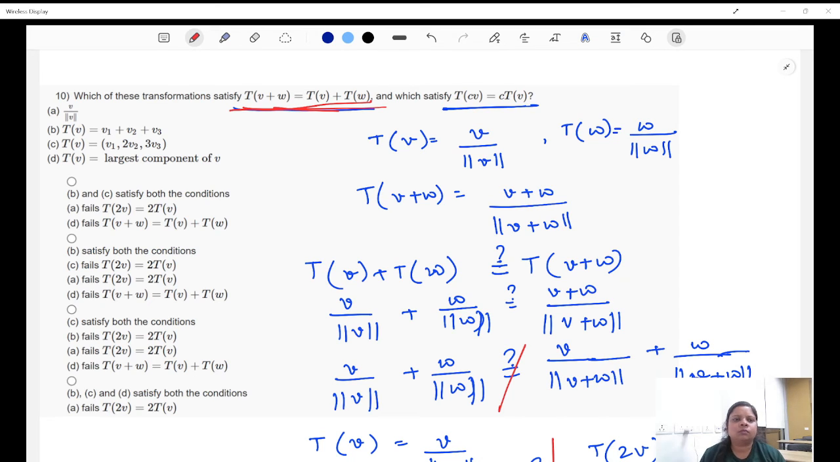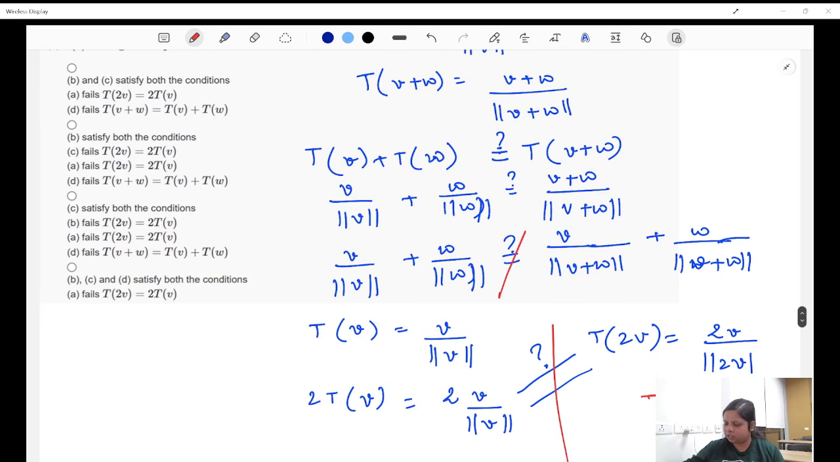And option 4 is correct. Option 4. Are you sure this D satisfies all the conditions? Actually, ma'am, in the second part I'm confused. I checked the first condition, but the second I'm still confused. Yeah, so I'll solve the D.